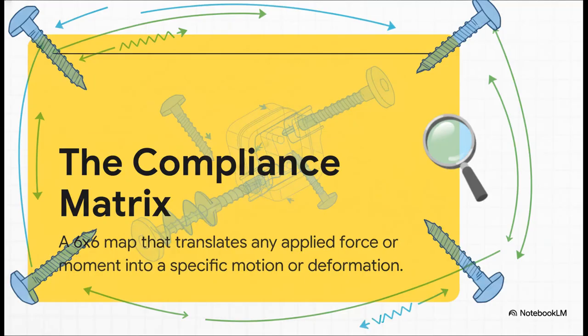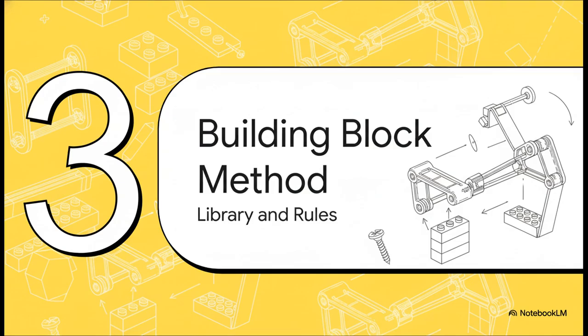And you've got to understand, this 6x6 compliance matrix, it is not just a boring grid of numbers. No way. Think of it like a complete instruction manual for how any part is going to behave. You tell it what force or moment you're applying, and boom, it tells you exactly how it's going to move. It's basically the DNA of the part's flexibility. It's everything.